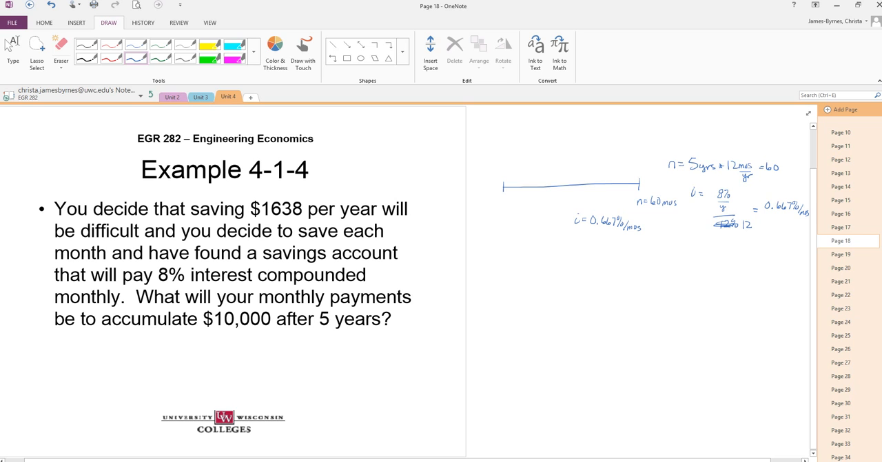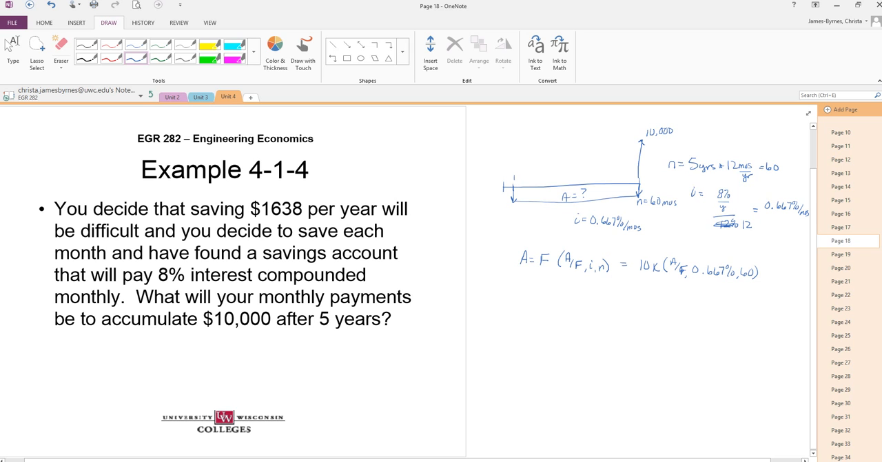You're lucky that you found that. We know we're going to take 10,000 out when we're done, and we're going to start depositing in period 1 and go through 60. What is our A? Well, A is equal to F times (A given F, i, n). Well, it's 10,000 times A given F, 0.667%, 60. Now we go to the back of the book.